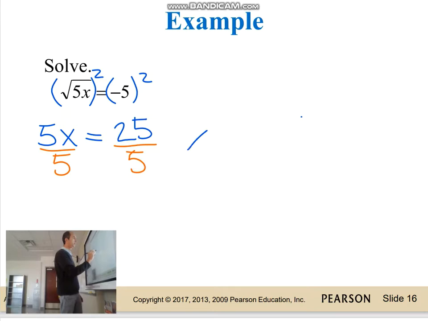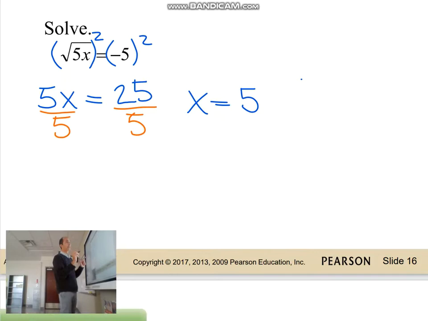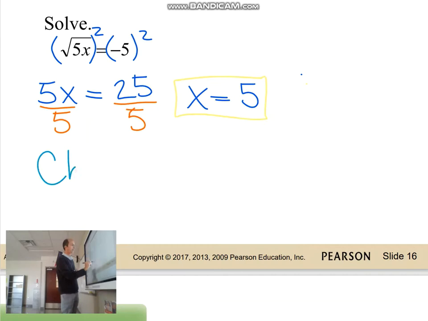And is this the solution? That's it, the end, end of story. Let's move on. No. Check. Remember, we're not checking if you did the calculations right. You're checking if this solution is going to be good in the original equation.